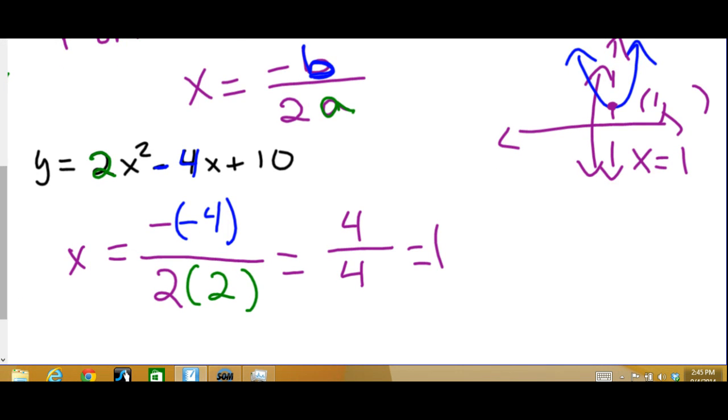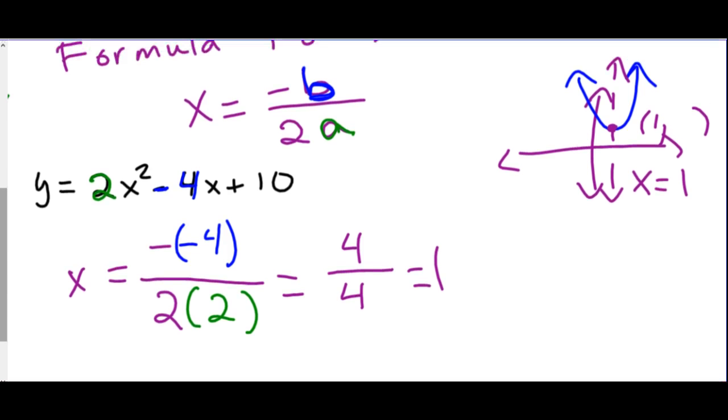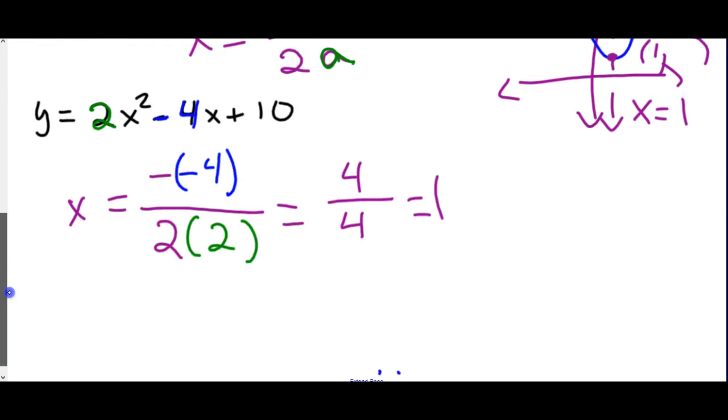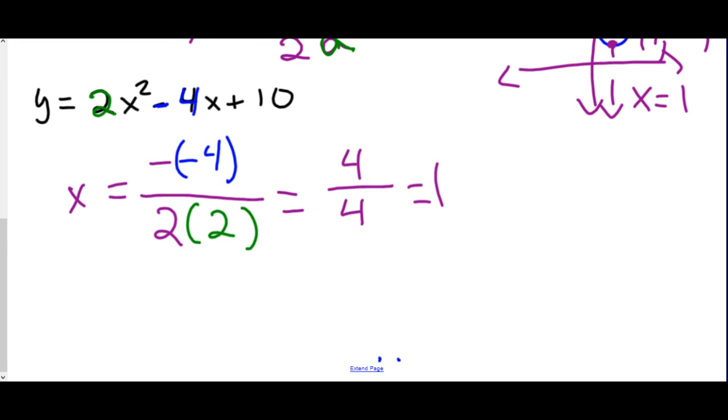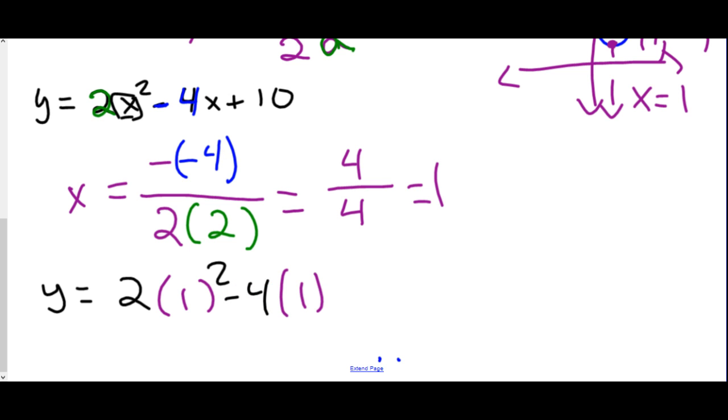Now to find the y-coordinate, we're going to take that x-coordinate and plug it back into the original equation. So our original equation was y equals 2x squared minus 4x plus 10. We're going to plug that 1 in everywhere we see the letter x. So we have 2 times 1 squared. I replaced the letter x with a 1. Minus 4 times 1 plus 10.